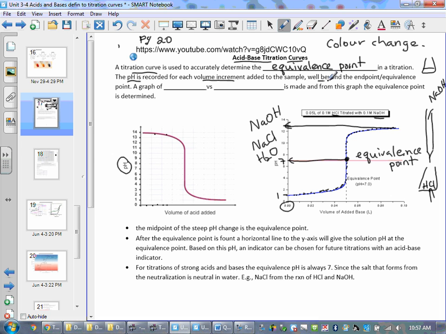We record well beyond the equivalence point, and then a graph of pH versus volume of titrant is made, and from this graph we can get the equivalence point. So far so good? We are going to do one of these in the lab.